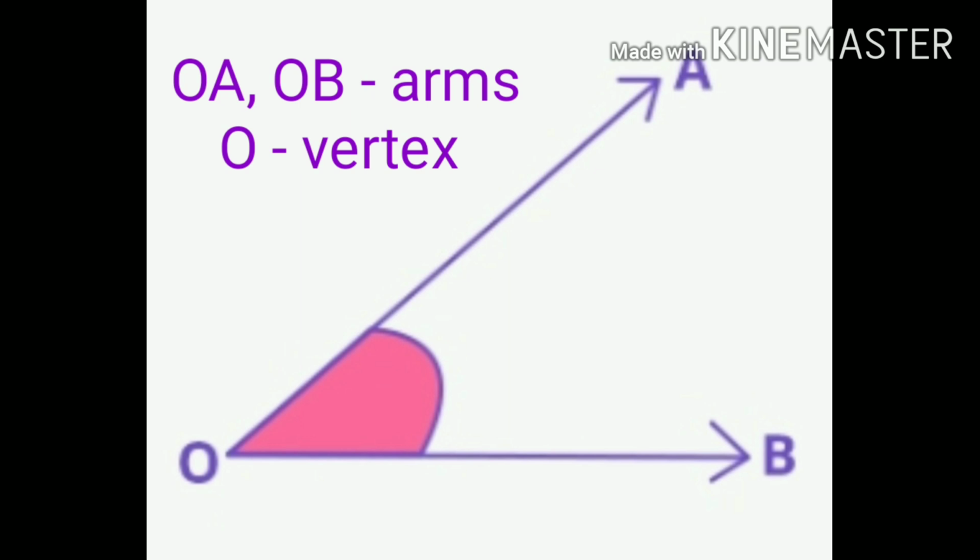Look at this picture. Here, OA and OB are the arms of the angle, whereas the point O is the vertex of the angle. So, OA and OB are the arms and O is the vertex.